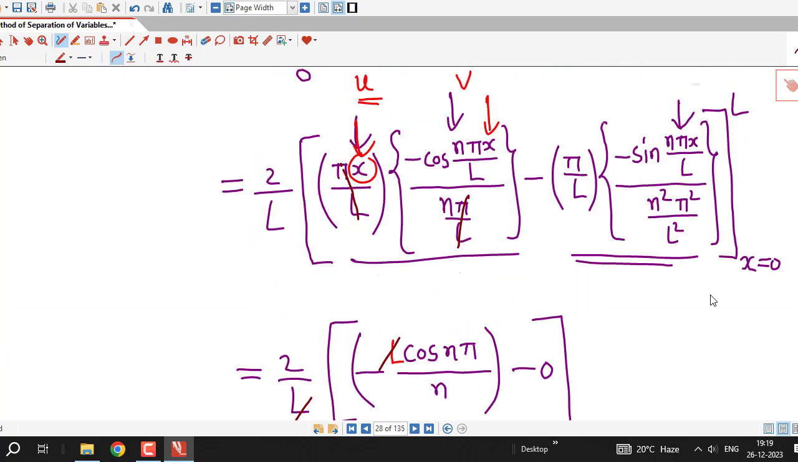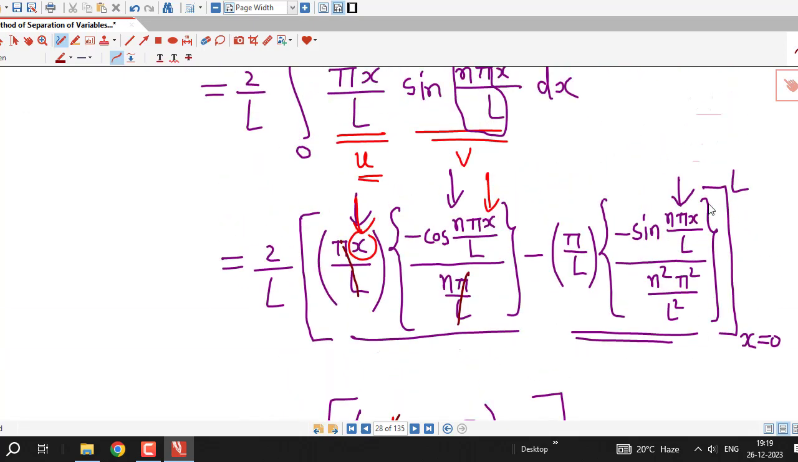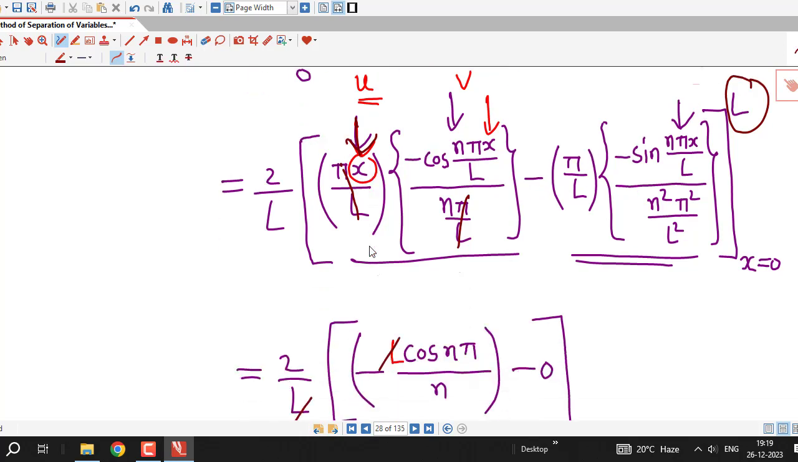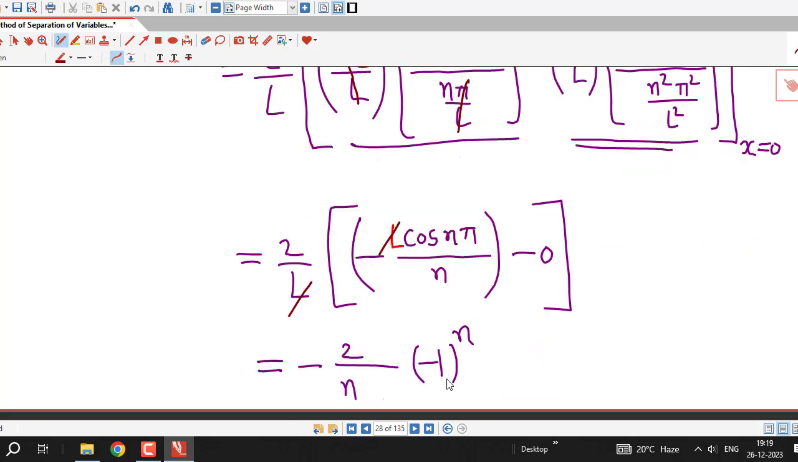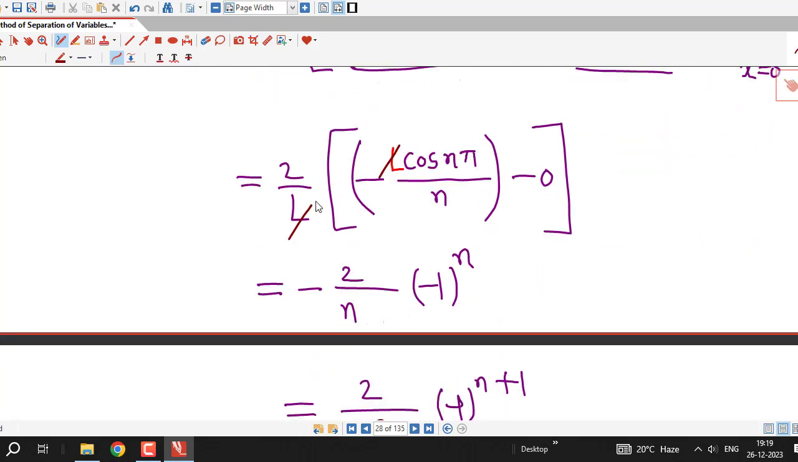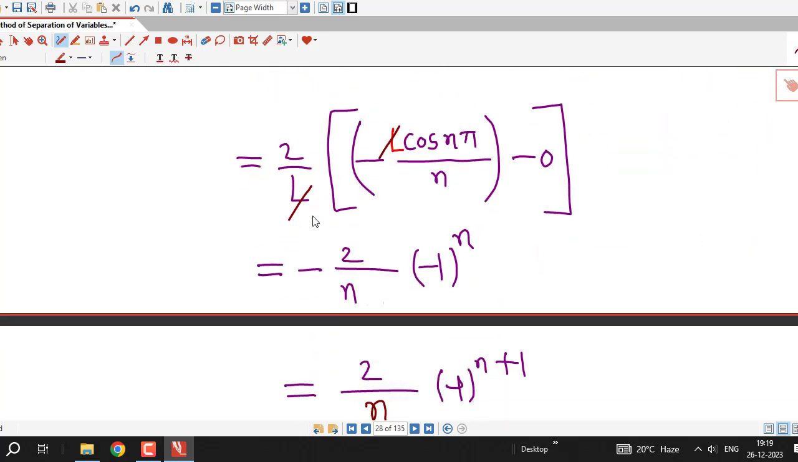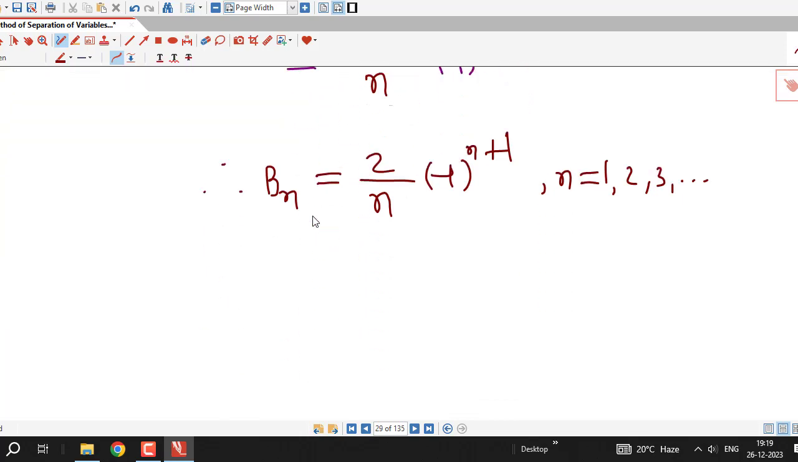So be careful when you are putting limits. You have to take care that when I take x equal to L, then I have to put x equal to L everywhere where I find x. So I forgot to put x here earlier, but if we take x equal to L here, then here I will have L into minus cos n pi divided by n, and that L will get cancelled with this L. So this is my Bn.